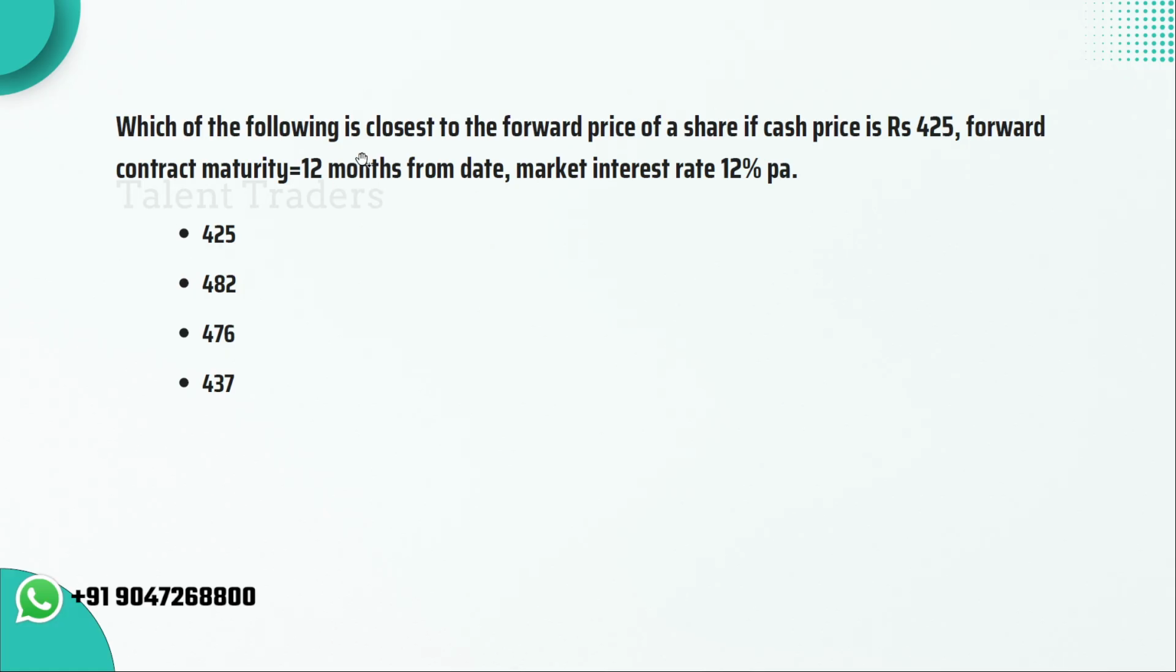And this one: which of the following is closest to the forward price of a share at 425? Forward contract maturity is 12 months from date, and the rate is 12%. So simple logic, what they are asking is what would be the future price. That is called a forward price. So the current price is 425 multiplied by 12% per annum. We need to calculate what is 12% of 425.